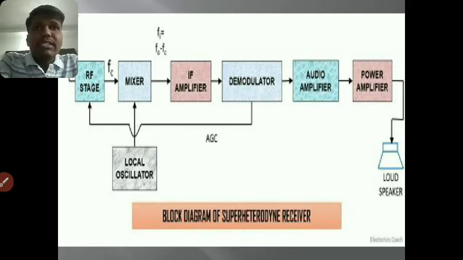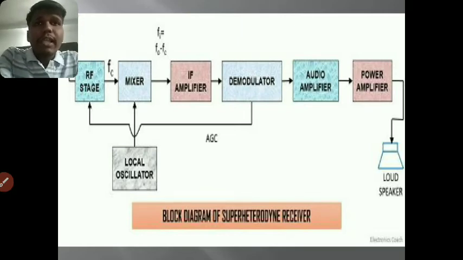How is the station selected? The station selector decides which station is selected. The selector consists of an inductance and capacitance parallel resonant circuit, which produces the inductance and the capacitance of the parallel resonant circuit.